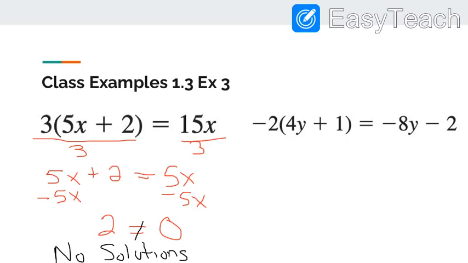There are no values of x which make this true, because as you simplify it, you actually get down to 2 values that are not the same. Looking at the other one.